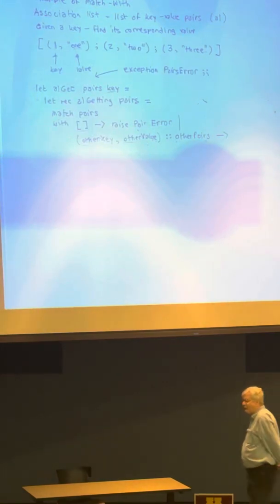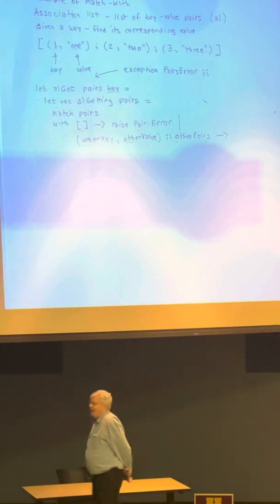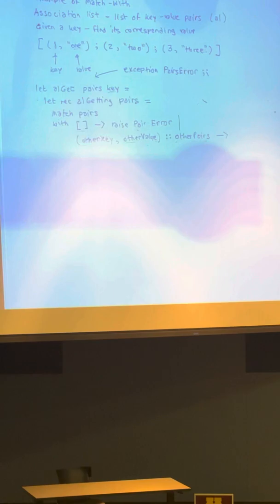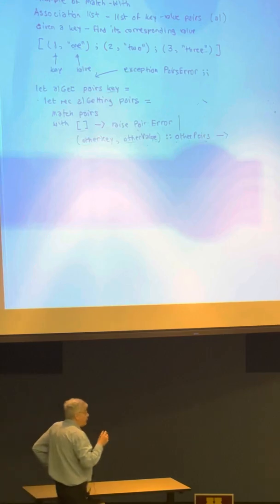So what this pattern says is the following: look at pairs. See if pairs has a first element that is a two-tuple whose components are other key and other value, and if it also has the remaining elements that are called other pairs. If it does, it will break pairs up into those three parts, and I can use those parts in code after the arrow.